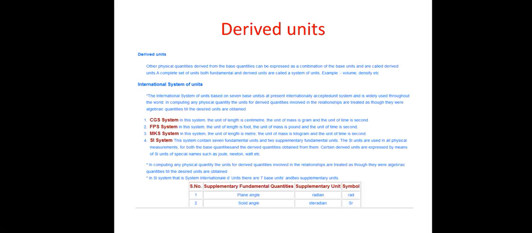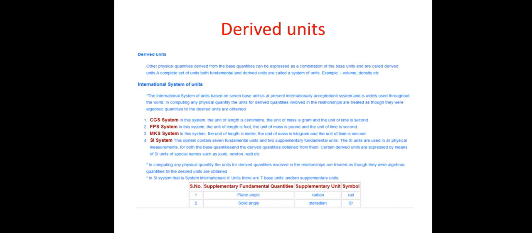The derived unit is always written in terms of length, mass, and time. If I talk about the dimension of, let's say, length, it has meter, so you can say L1. There's no mass, so M0. There's no time, so T0. So M0, L1, T0. This is the dimension of length.